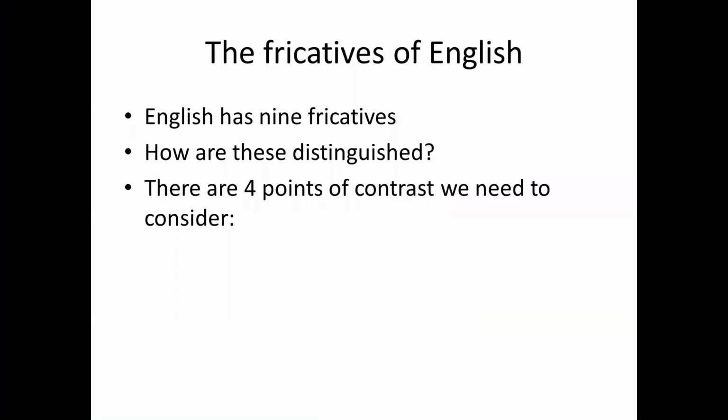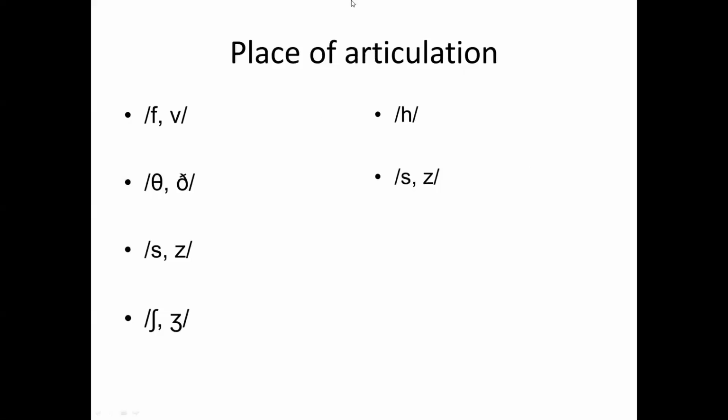All right, our fricatives in English, we have 9 that we use. And we're going to talk about how they differ in terms of place of articulation, their voicing, and these two go sort of together, the force of articulation and how that affects the length of any vowel that comes in front of it. Right, our usual 4 points of contrast that we've been talking about with all of these different consonants so far.